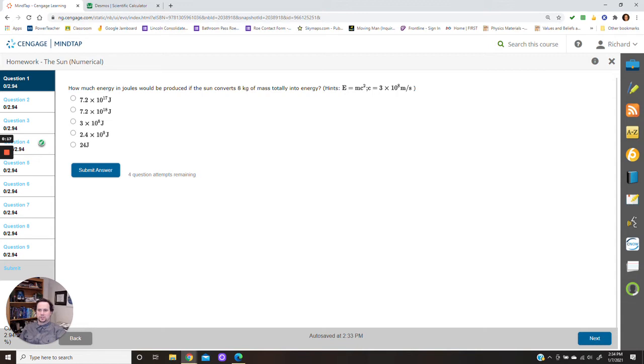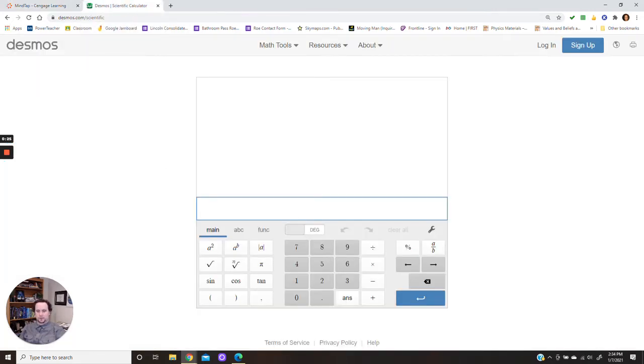How much energy in joules would we produce if the sun converts 8 kilograms of mass into energy? E equals mc squared. We're just going to plug that in. Mass is 8 kilograms, and c squared is the speed of light squared. So 8 kilograms times 3 times 10 to the 8th, and we want that squared as well.